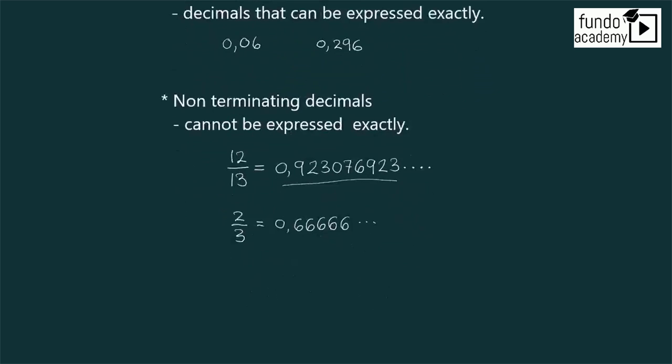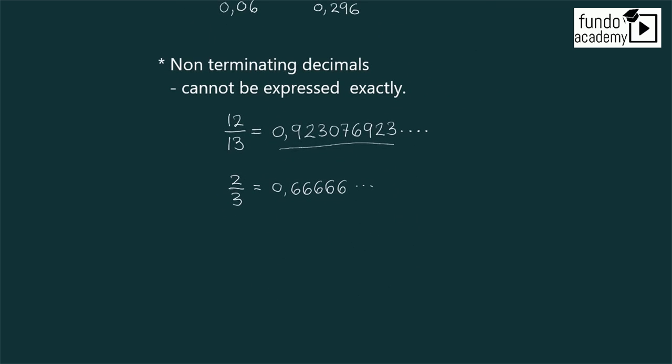We also have a fraction like 2/3, which is 0.66666 going on like that. Alright, that's another non-terminating decimal. So a non-terminating decimal continues to go unto infinity, but you can see here that it has a recurring pattern of 6. So we call that a recurring decimal. We call such decimals recurring decimals, like 2/3.